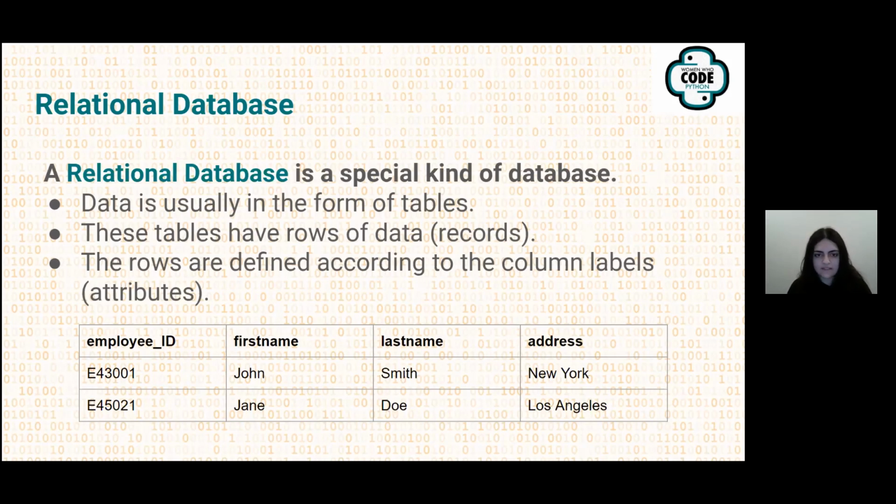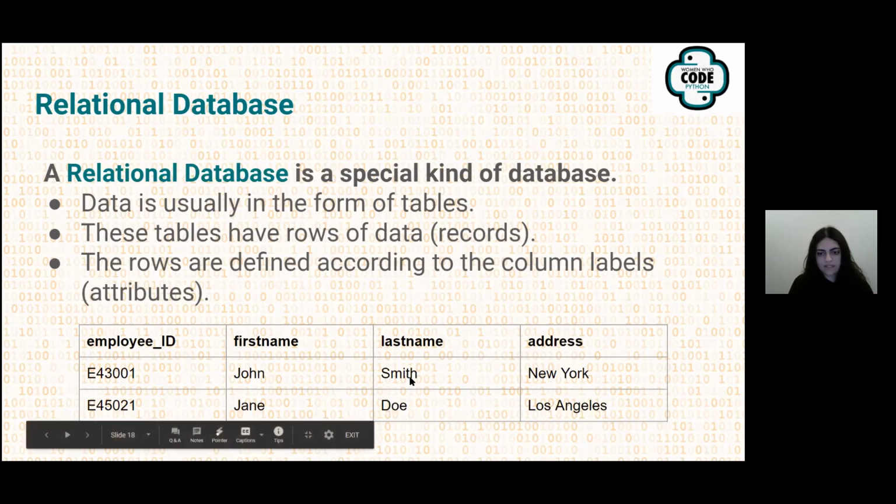And we can see that this really is a relational database. The tables have rows. The rows contain information, and this information is defined according to the column labels. So you can see here that John, Smith, New York, all relate to the specific labels for the columns. So John is a first name, obviously. So this is how it works.